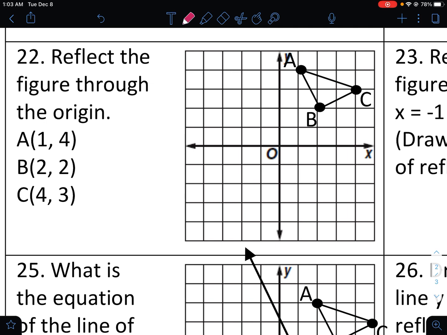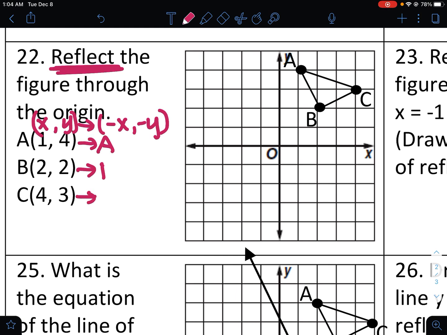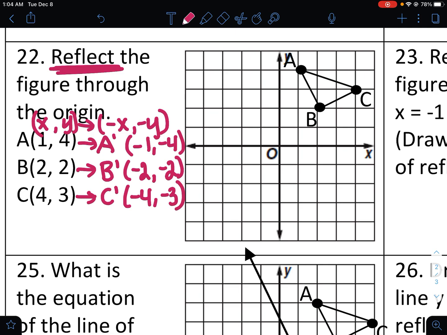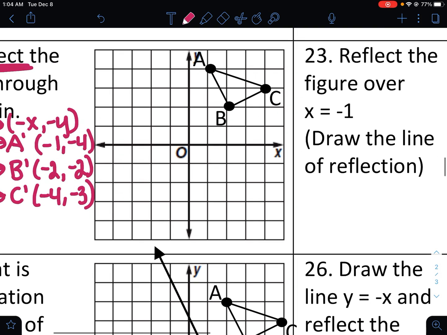All right, number 22, reflect through the origin. I think you should use the rule for this because I don't trust you to remember the little trick that I showed you. So the rule for reflection, look back at your reflection notes: x, y is going to change to -x, -y. And then just change each of these. Since both x and y now become negative, you just change the sign of both of them, just like we did before. And then graph them. Yes, you have to graph them. I'm not going to graph it here, but you need to graph it.